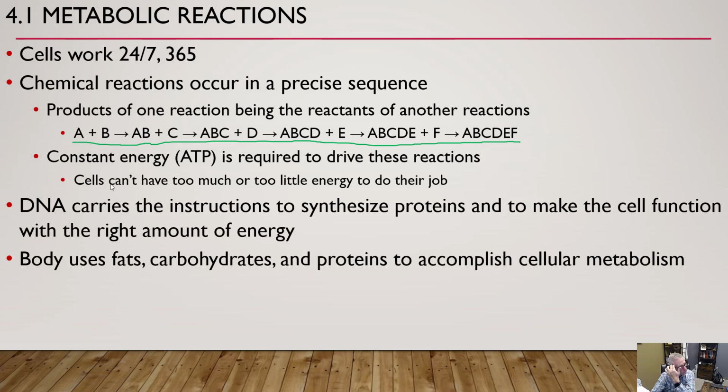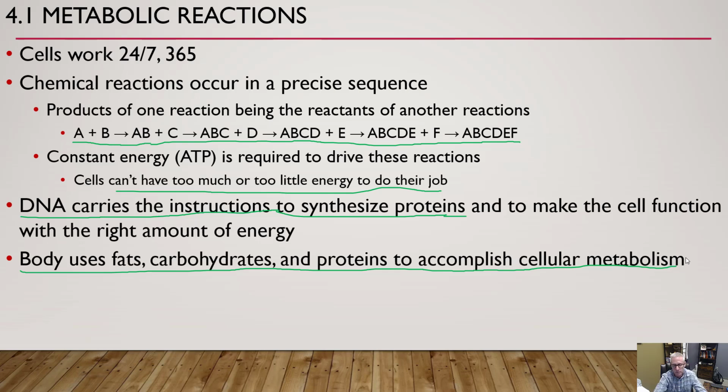And in order to maintain homeostasis, cells can't have too much or too little energy. So we have to make energy as we go. Energy is made in mitochondria. Remember that DNA carries the instructions to synthesize those proteins, and RNA carries out those genetic instructions. The body uses fats, carbohydrates, and proteins to accomplish cellular metabolism. I've already said that carbohydrates are our first line of defense for generating ATP, for metabolizing glucose. Carbohydrates get processed down to glucose to generate ATP, which we'll talk about in depth shortly.